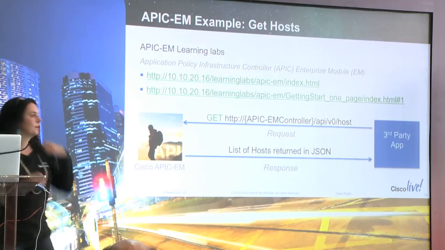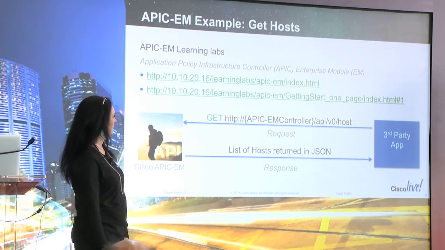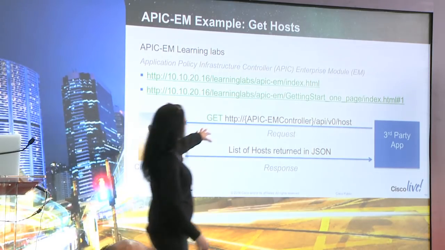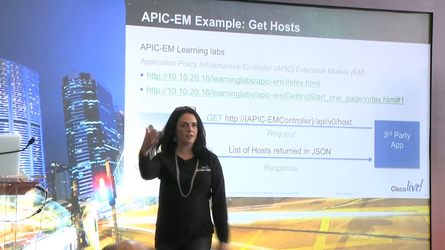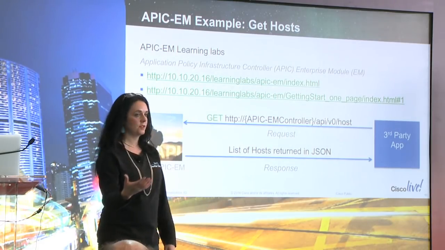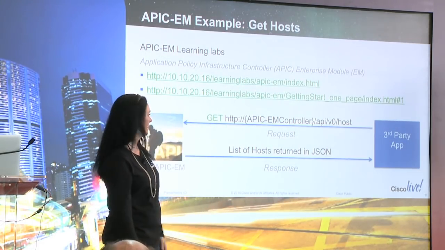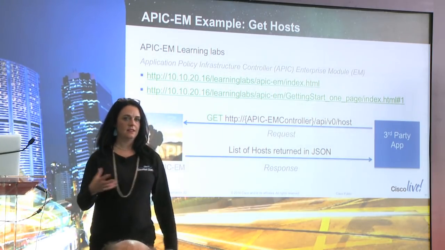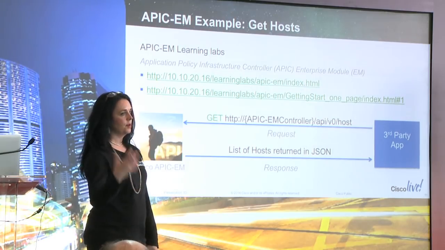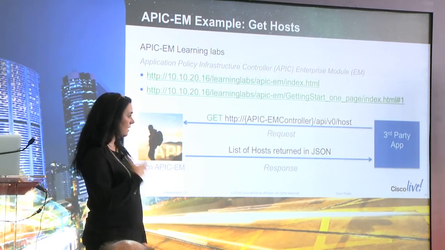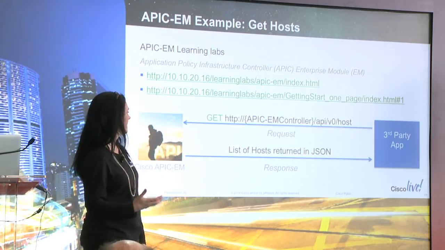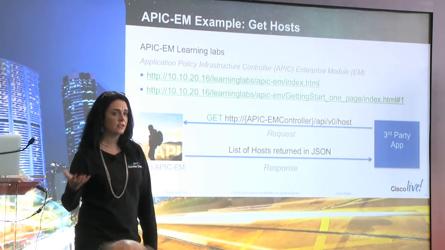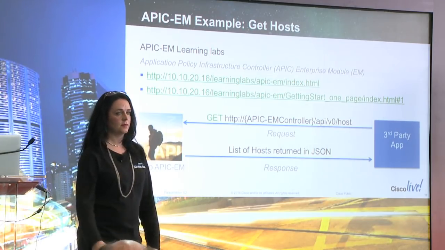So this is just a little bit more detail about that request and response. When you're working with a REST API, you have a URL that you are calling, that's the endpoint of the API, and that's how we're saying that we want hosts. That's how we're telling it what we want. And then there's the method, and we'll talk more about this. The method is the HTTP request method. That's get, post, put, and it's also part of telling the API what you want to do. And then the information is returned to the third-party app, usually in JSON. How many people have used JSON before?